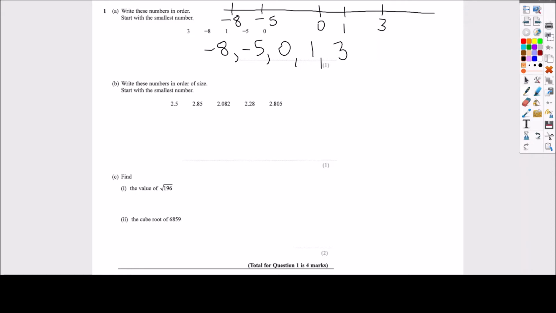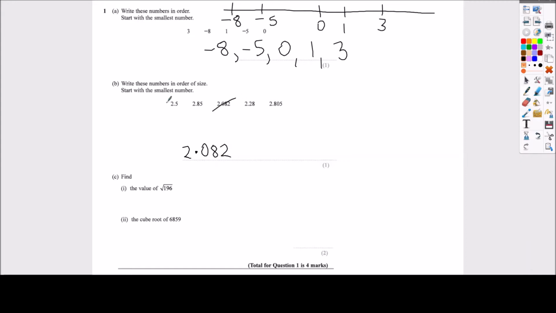Right, part B, write these numbers in order of size. Now be careful here, you don't just do it on the number of numbers after the decimal. Look at each number after the decimal in turn. So looking at the 10th column, the first number after the decimal point, you can see that this is a 2.0. Nothing else is that low. So 2.082 is the smallest.